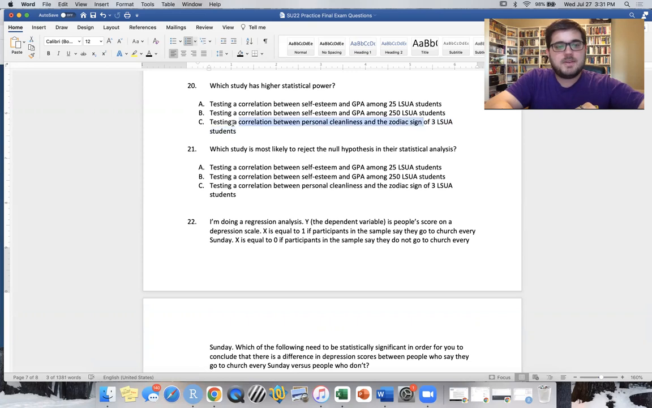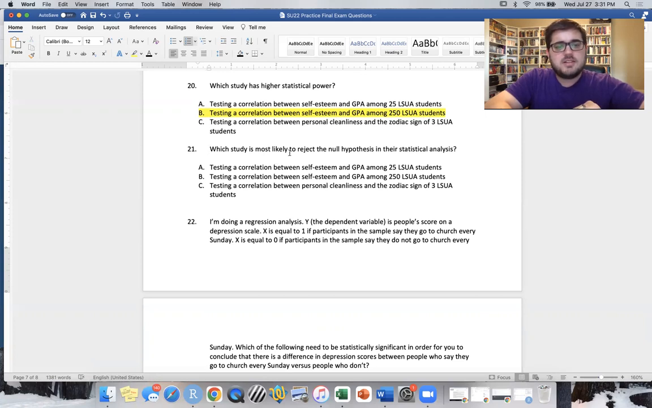I also tried to make the research question sound as absurd as possible. So you're left with what's something that has a higher sample size. That's the only thing that's different among the options. So that would be B. You have the most statistical power with this option.